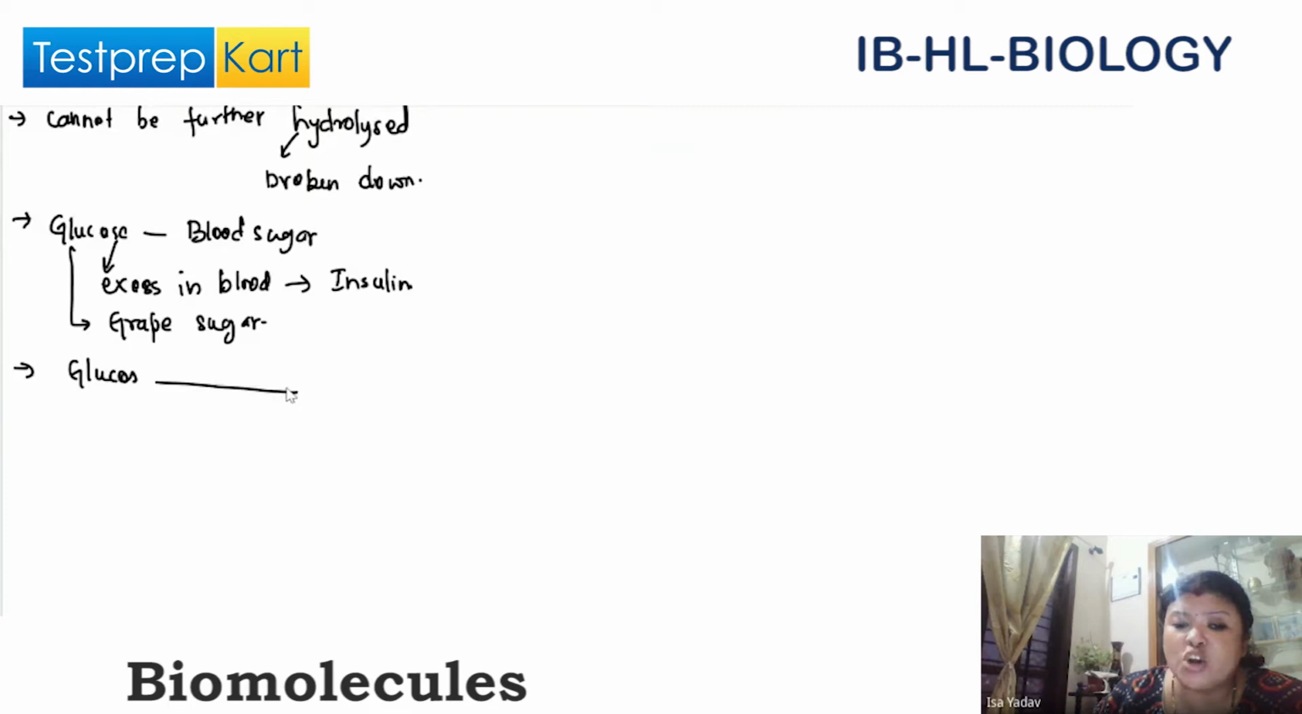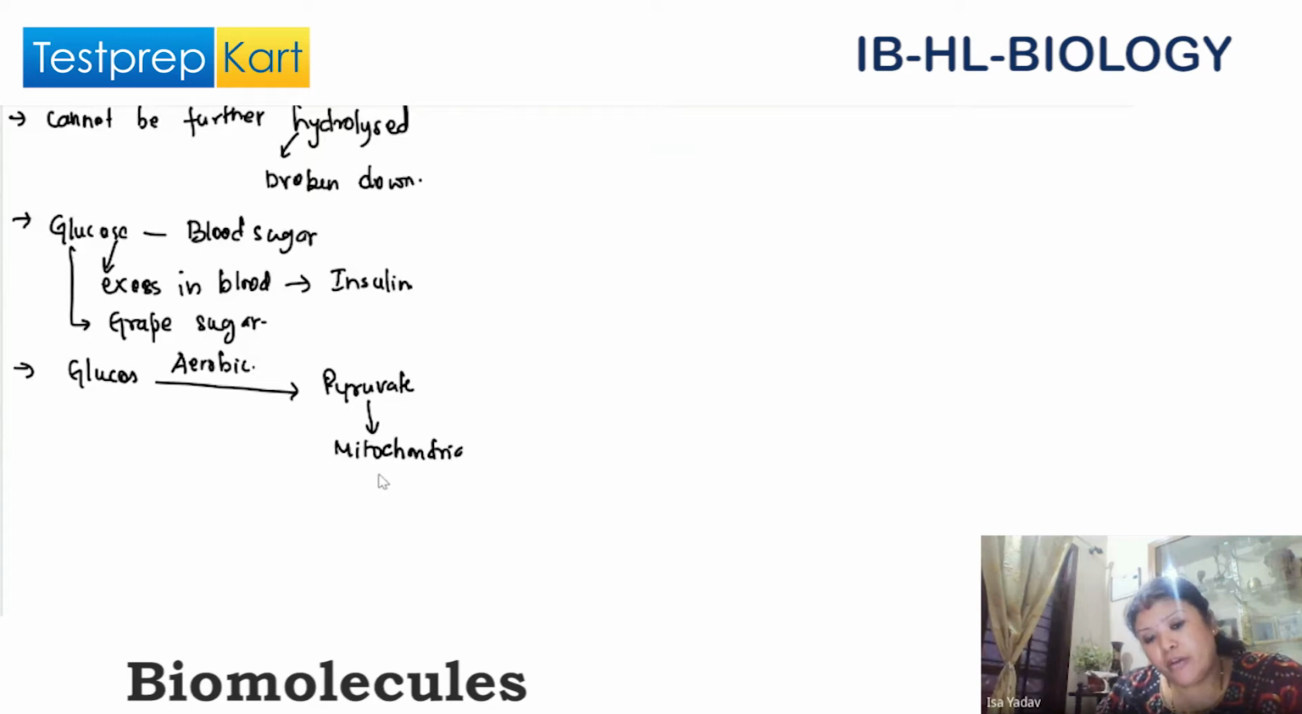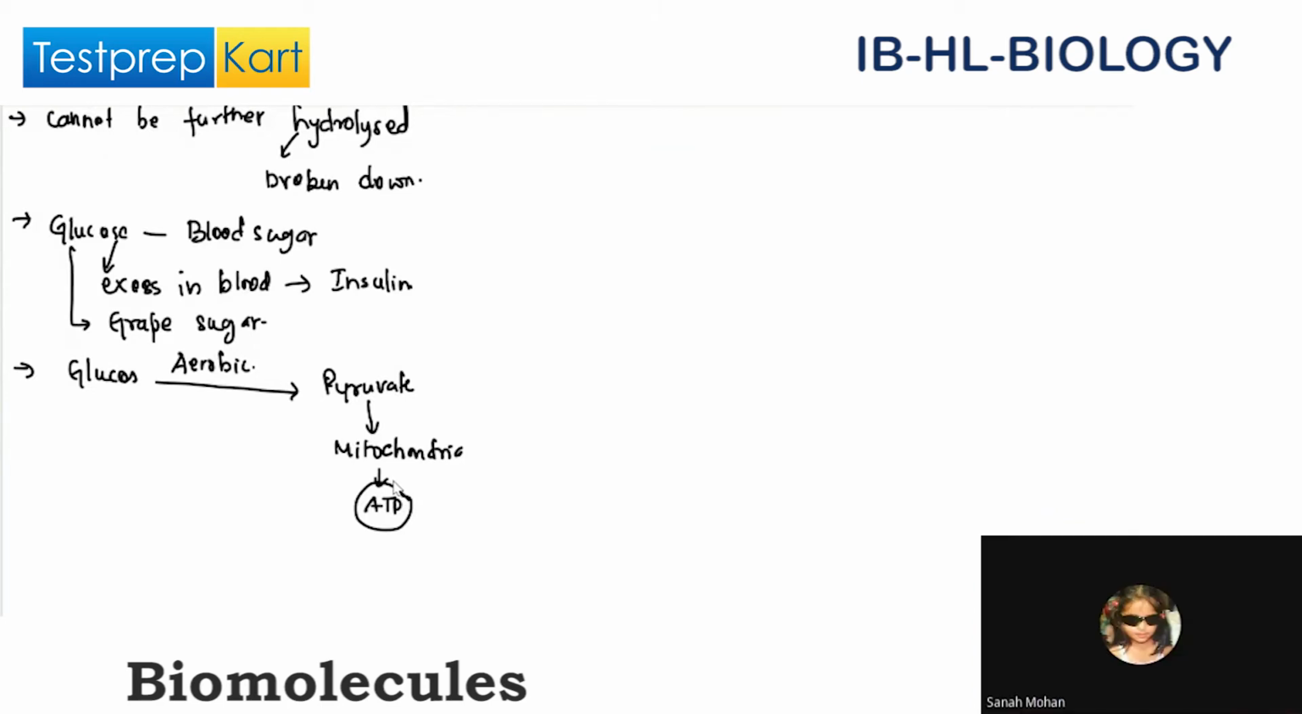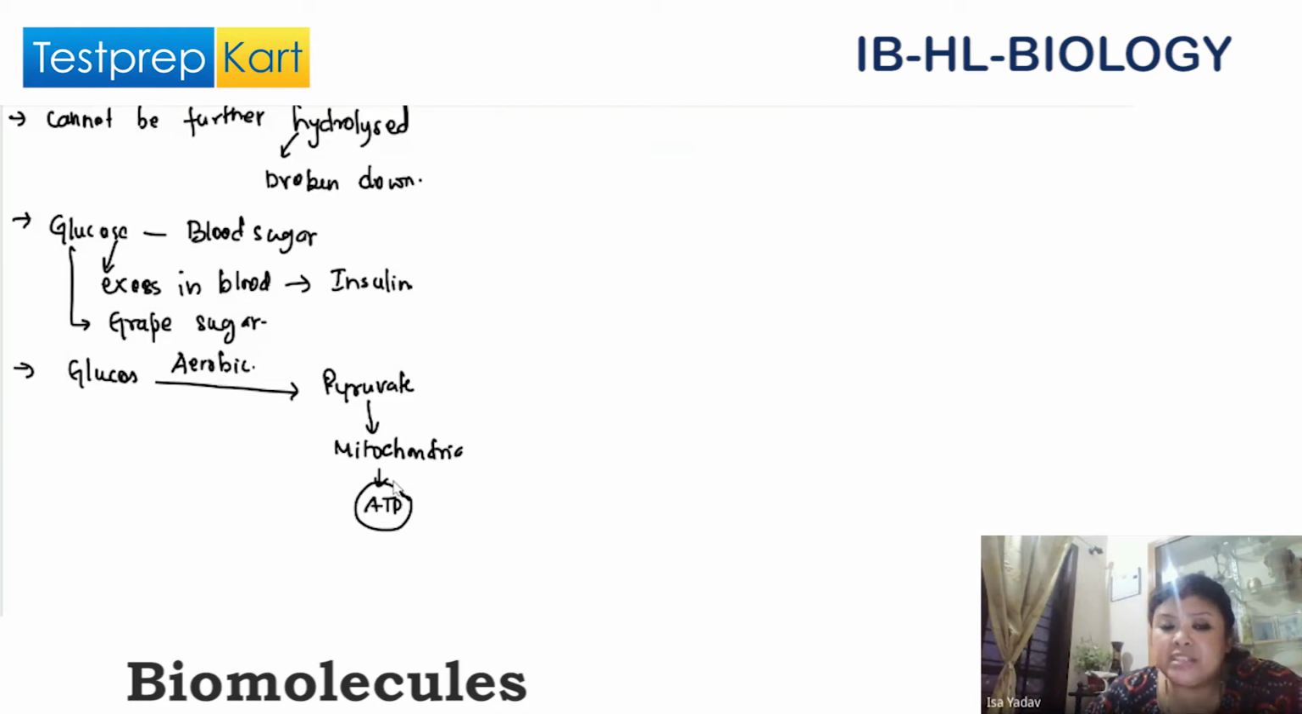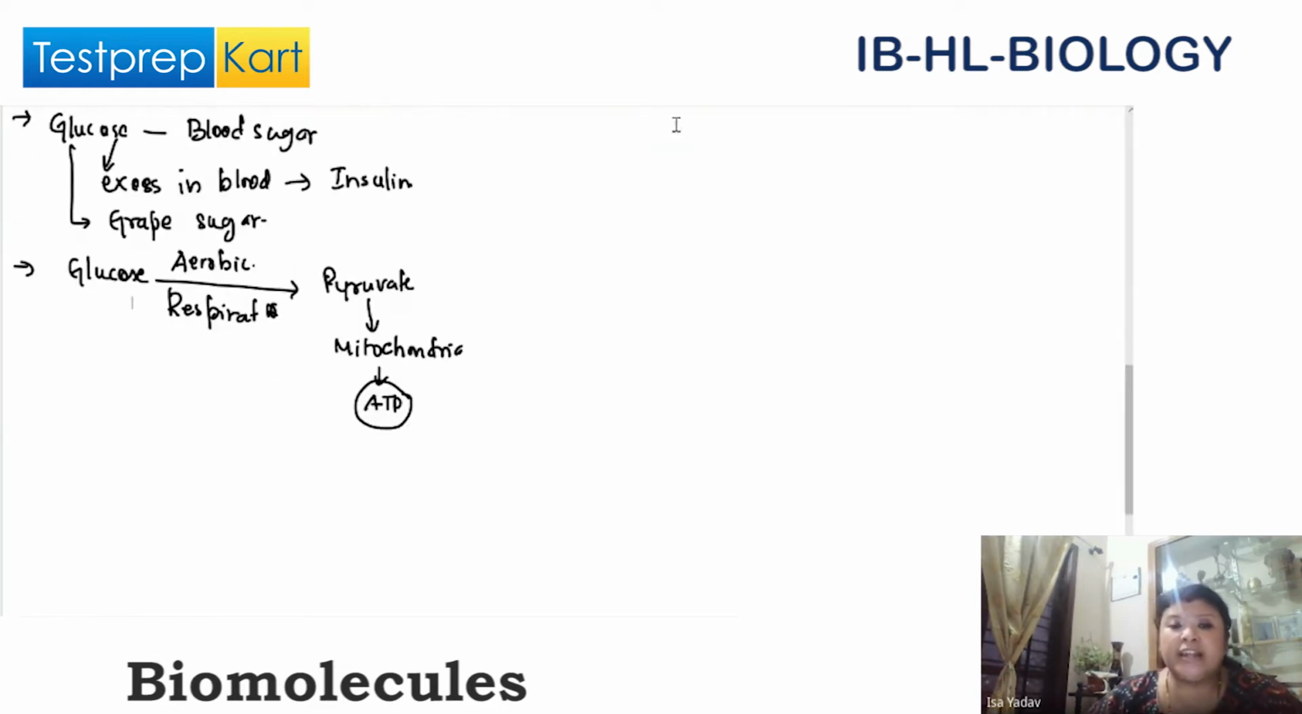Glucose in the presence of oxygen will break down to give pyruvate or pyruvic acid. That means in aerobic condition. This pyruvate in the presence of mitochondria will produce ATP. All right, keep this in mind. It'll produce ATP in the mitochondria. We call this aerobic respiration.